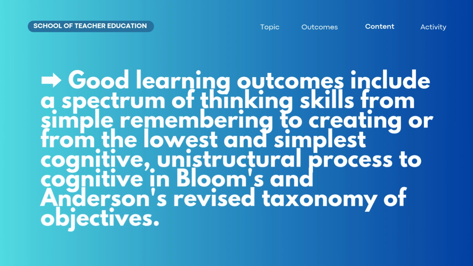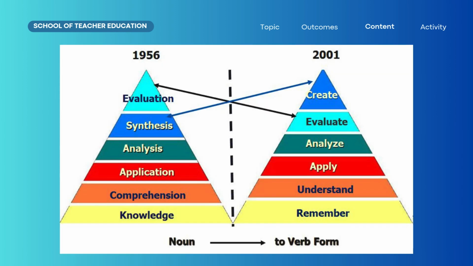Next, learning outcomes should have cognitive range. Good outcomes span a spectrum from lower order thinking skills to higher order thinking skills, from recall to application to creation, following the revised Bloom's taxonomy by Anderson and Krathwohl. Again, this will just serve as a review, because we have done this already in our Assessment in Learning 1.